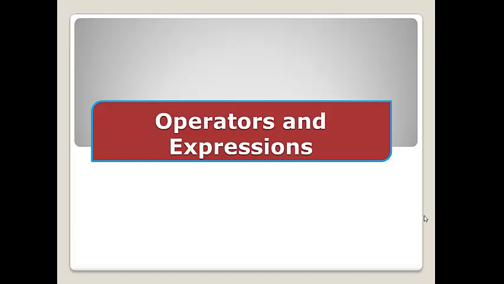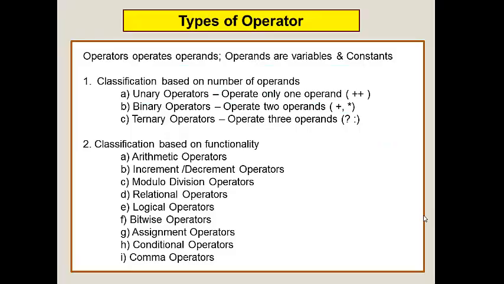In this session we discuss operators and expressions. Operators are symbols that operate on operands. Operands are variables and constants. By the help of an operator we can connect the variable and the constant, which makes some equation. That equation is called an expression. So operators are symbols that operate on operands. Operands are variables and constants.